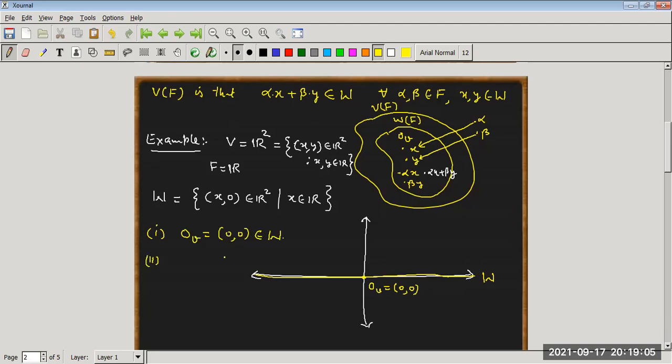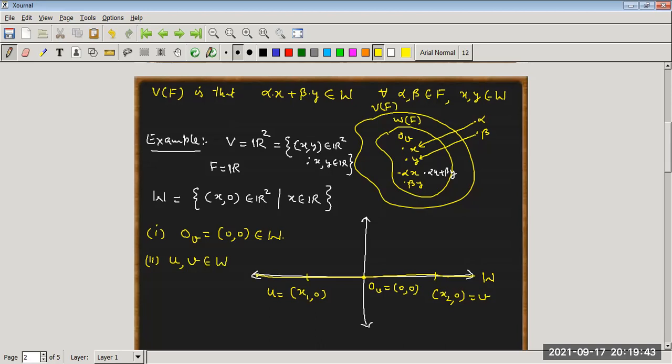Second, you can take any two elements. So in general, we can say let (x1, 0), because on the x-axis, y is always 0. So let (x1, 0) and (x2, 0) be two elements in W. So instead of writing (x1, 0), let it be equal to U, and this be equal to V. So we can write U, V belongs to W.